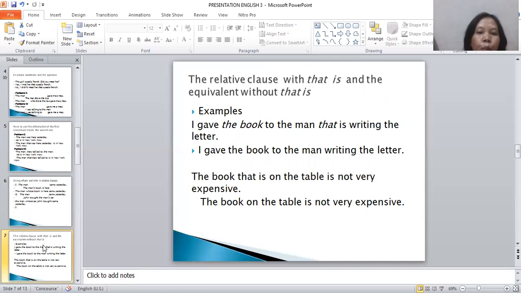And then I will explain the relative clause with that is and the equivalent without that is. For example, I gave the book to the man that is writing the letter. The equivalent without that is becomes, I gave the book to the man writing the letter. The book that is on the table is not very expensive. The book on the table is not very expensive.